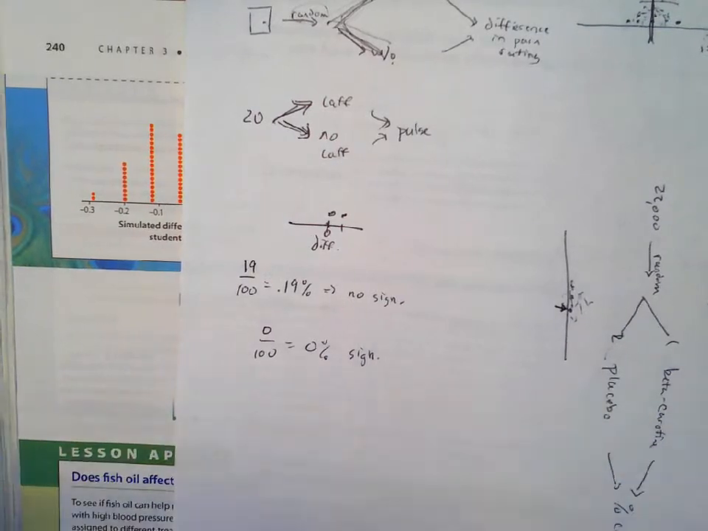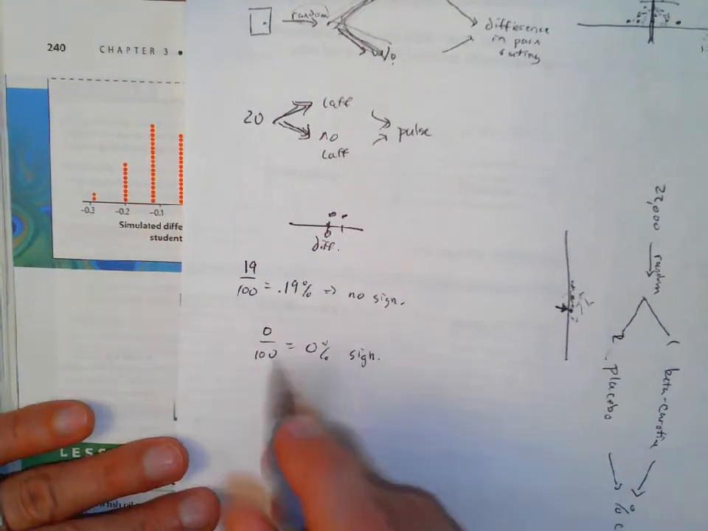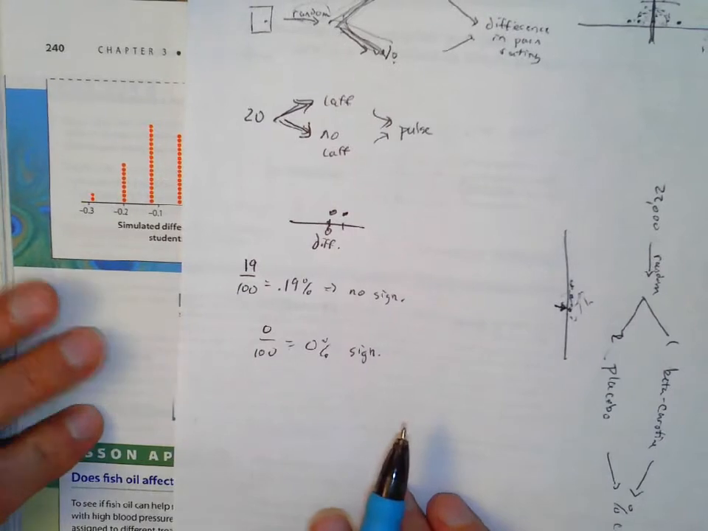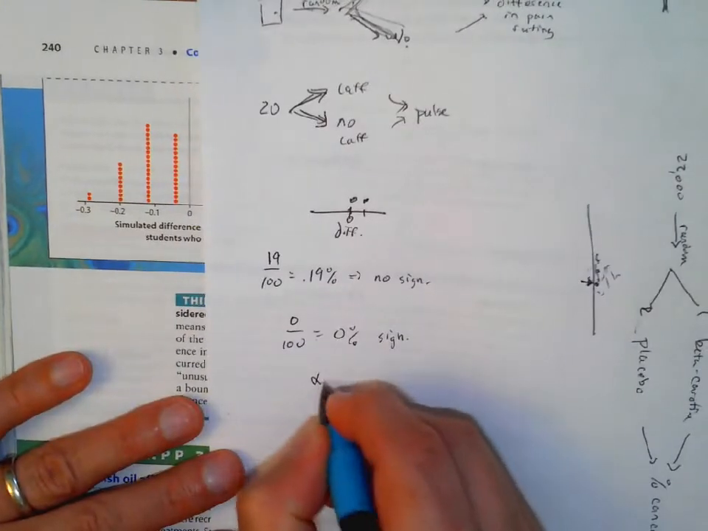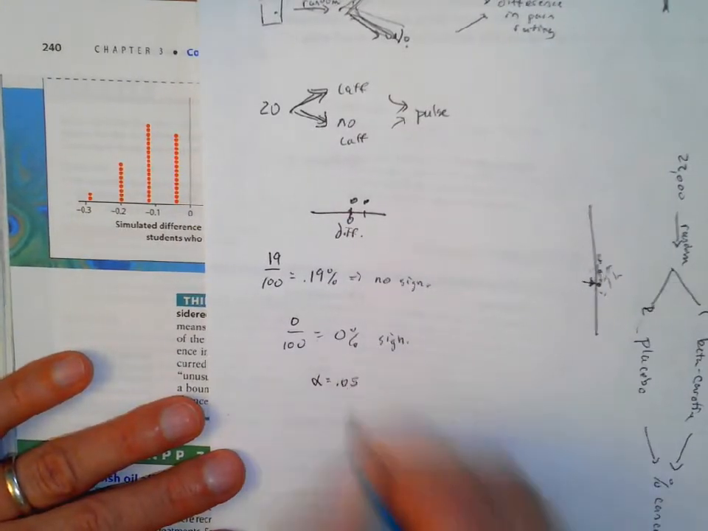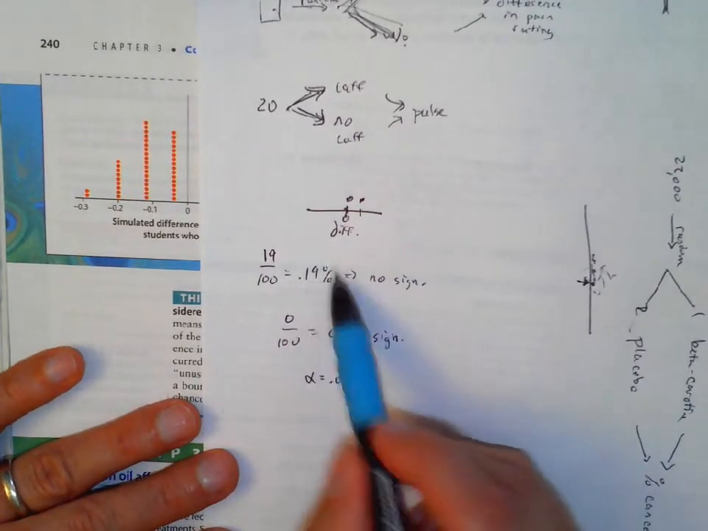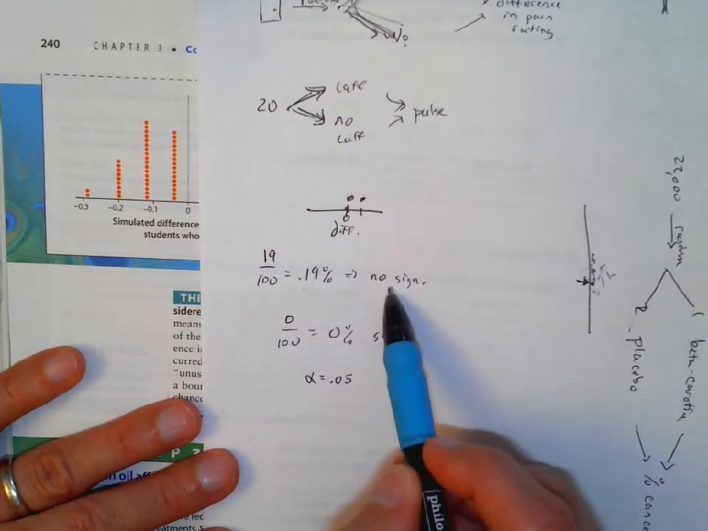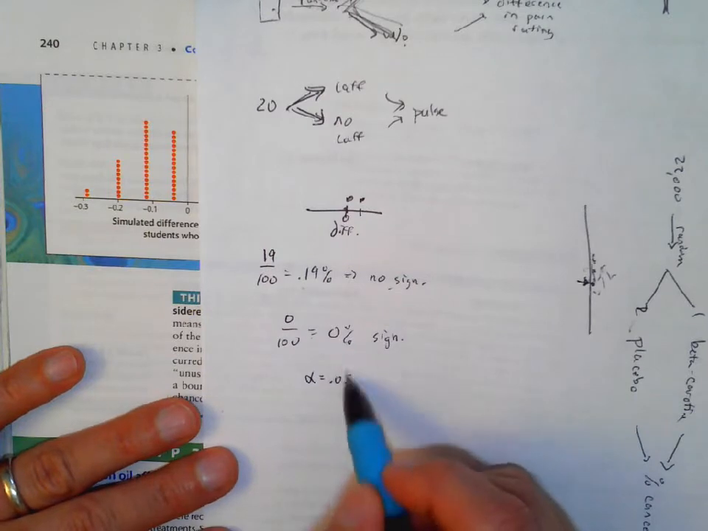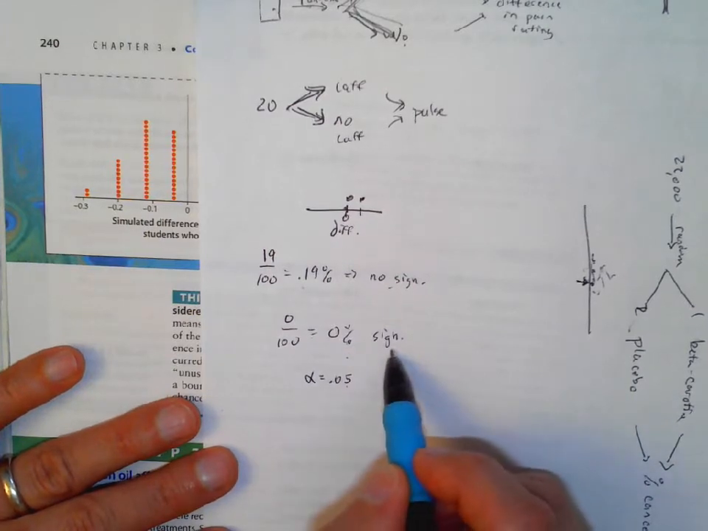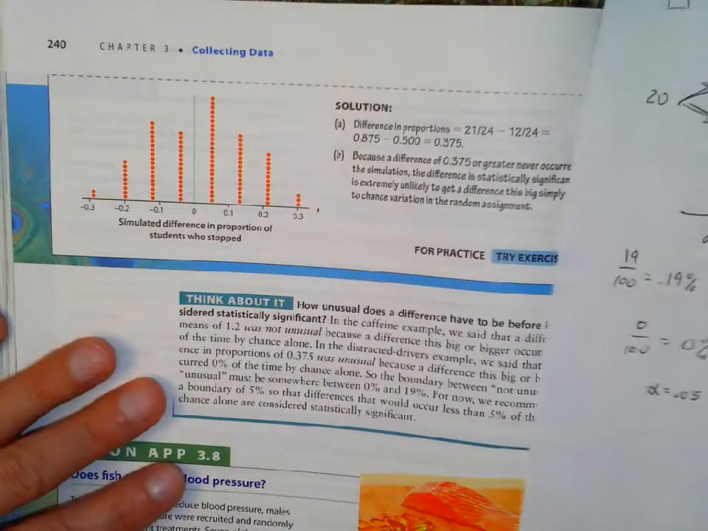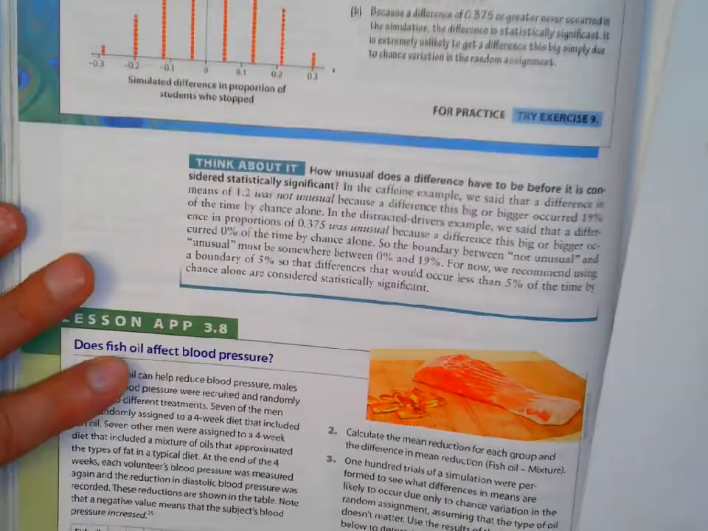Now, where is that line? Where do we know whether it's significant or not significant? What we basically use is an alpha of 5%. So if it's above 5%, we say it's not significant. If it happens less than 5% of the time, we say it is significant. So that 5% is usually our cutoff point.